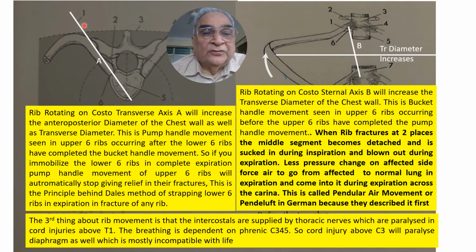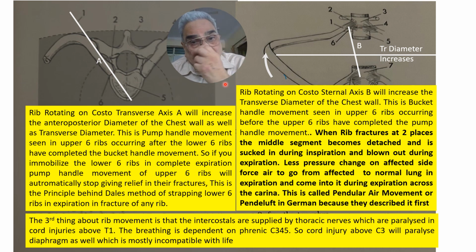Upper six ribs would rotate on this axis A. This axis A is on the rib joining the vertebral body and the rib joining the transverse process. Rotation on this axis would lead to increase in both the anteroposterior and the transverse diameter of the chest, and it is called the pump handle movement. Now this movement would always follow the bucket handle movement of the lower six ribs. It occurs in the upper six ribs and it follows the bucket handle movement of the lower six ribs.